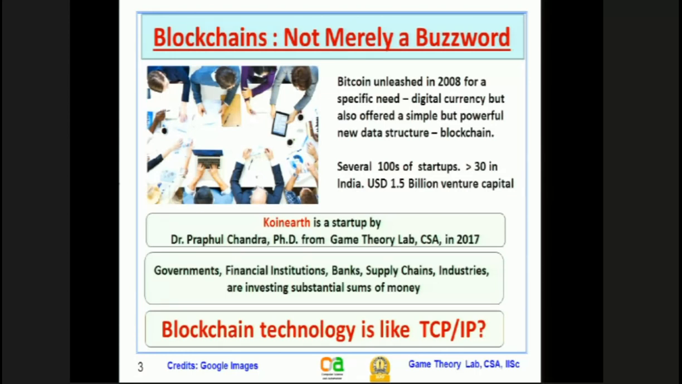And Praful Chandra, who finished PhD from the game theory lab, on the day of his Viva, he said, I'm not going to do any more game theory, enough of game theory. And he said, I'm going to have a startup on blockchains. And he actually has a very interesting blockchain startup called Coin Earth. And substantial sums of money are being invested by governments, financial institutions, banks, and so on.